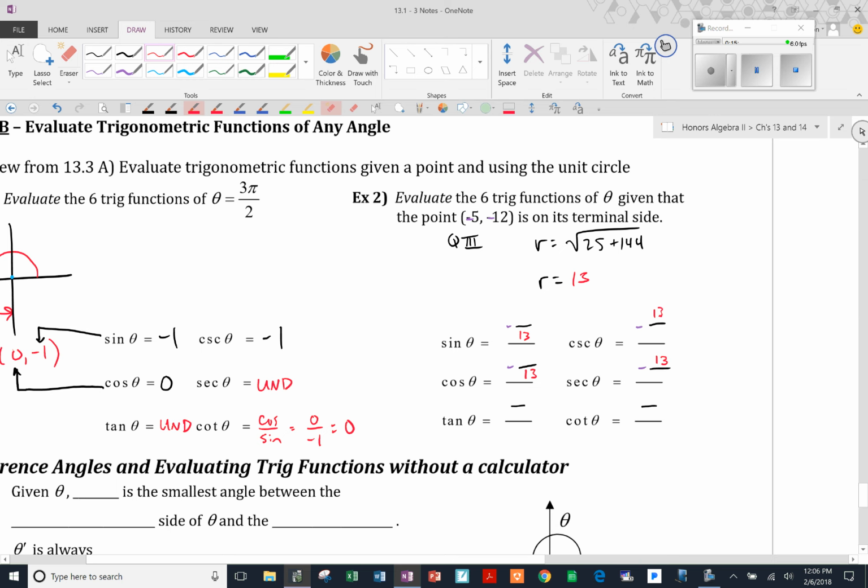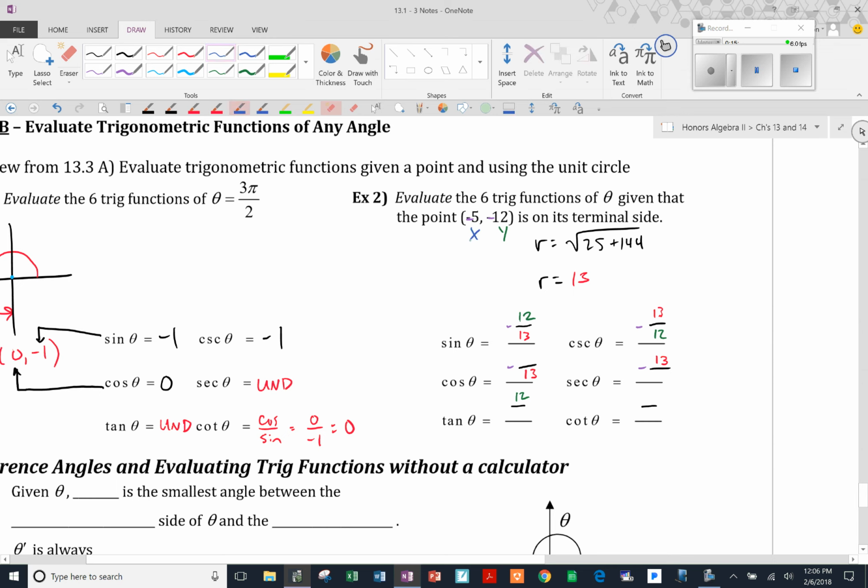So sine's numerator is y. And that should be actually pretty easy to remember, you guys, since sine is related to y in the unit circle. So this is going to be a 12 here. This is going to be a 12. This is going to be a 12. Nope.